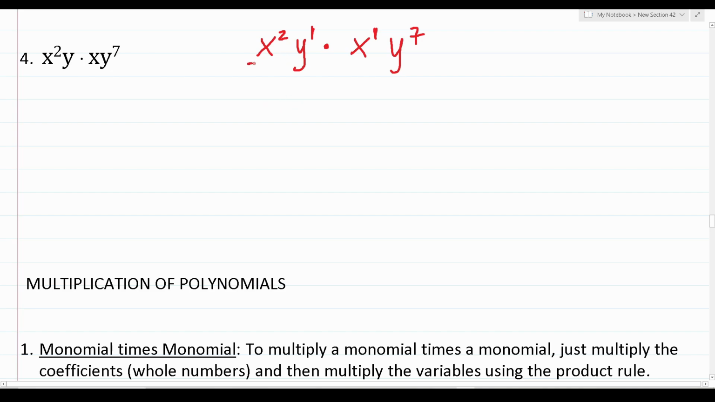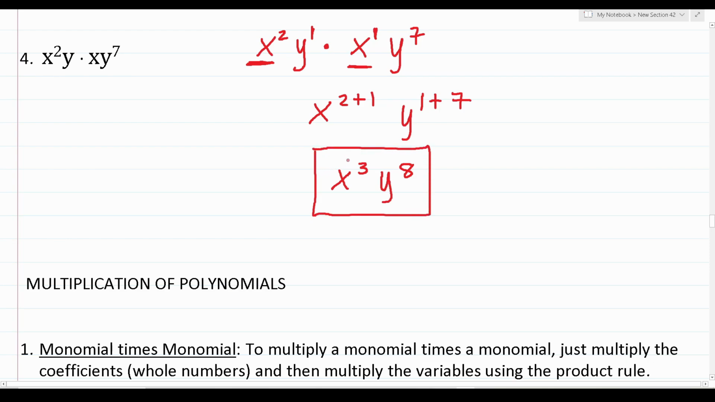So first, I'm going to apply the product rule with these x's. So this becomes x, and we're simply going to add their exponents. So this is going to become x to the 2 plus 1. And then likewise, we're going to use the product rule to combine the exponents for the variables that have the base of y. So this becomes y to the 1 plus 7. And let's do that simple arithmetic there. This becomes x to the third times y to the eighth.